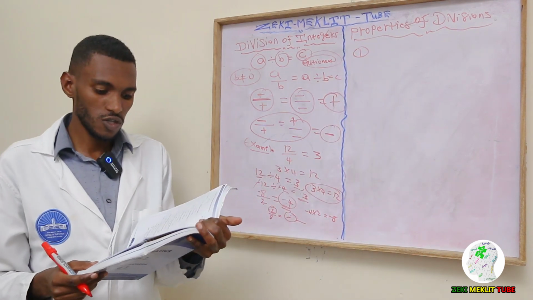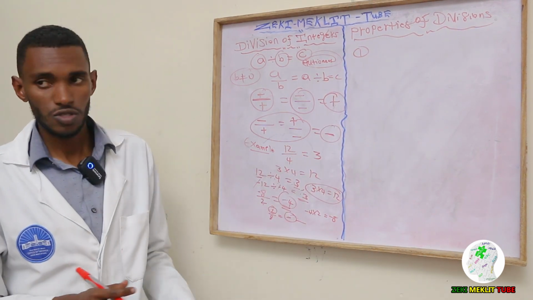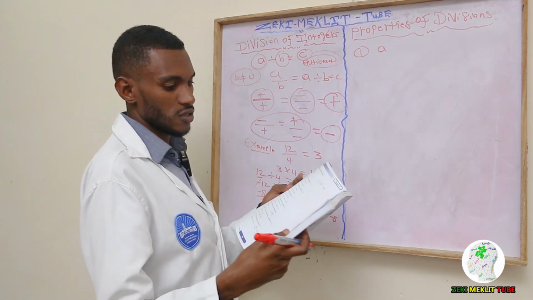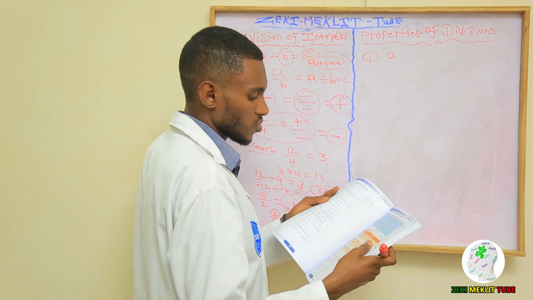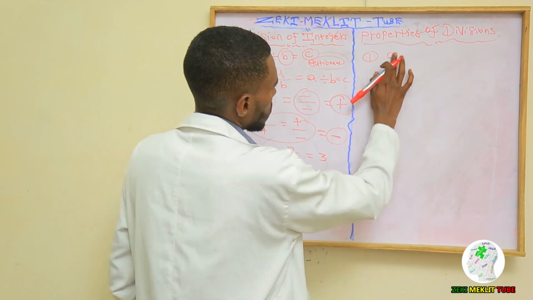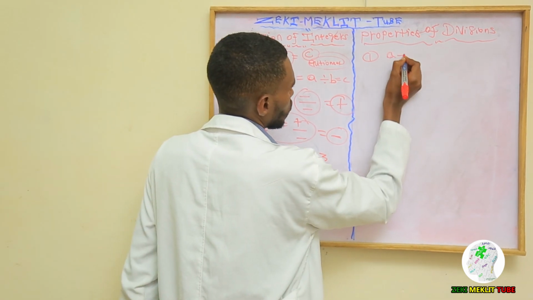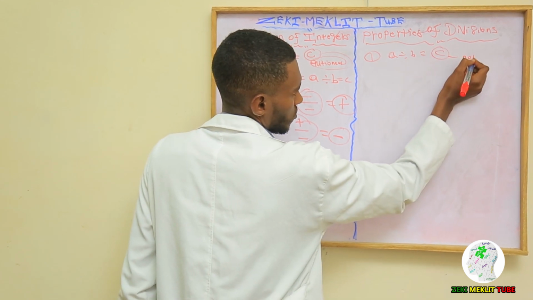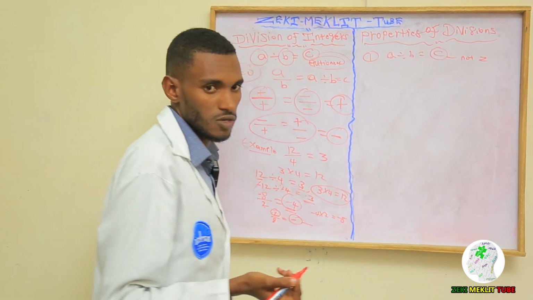the quotient of any integer is not necessarily an integer. That means, for example, if we divide a by b, the result c cannot be an integer. It's necessarily not integers, okay?